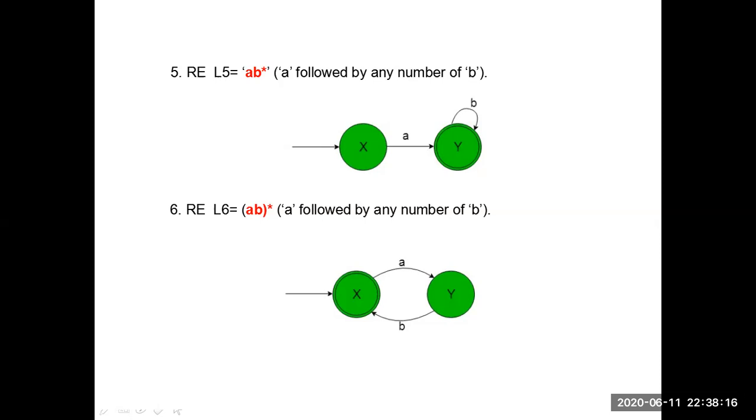X is moving to Y, moving to X, moving to Y, moving to X on reading ABC. If you observe, any number of combinations I can take, it is always happily moving.